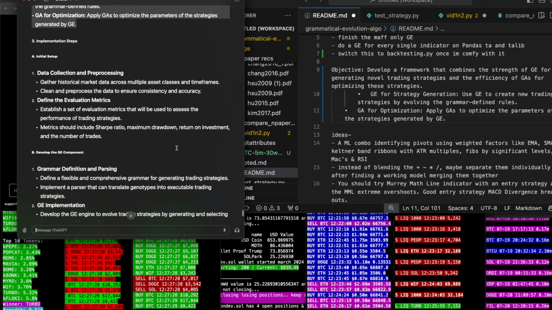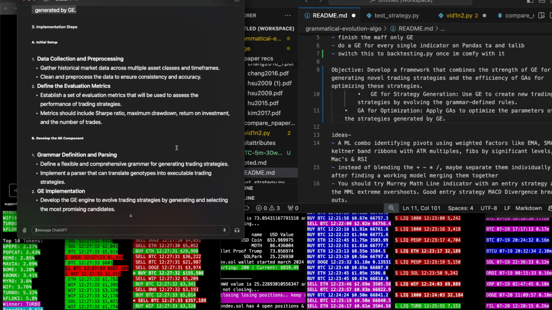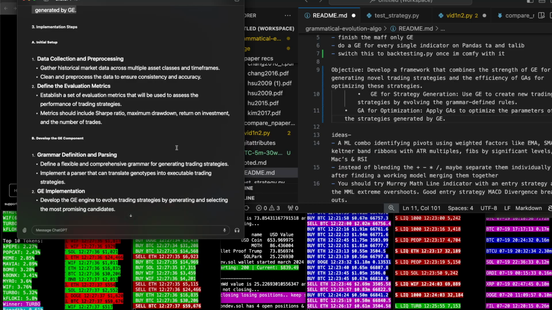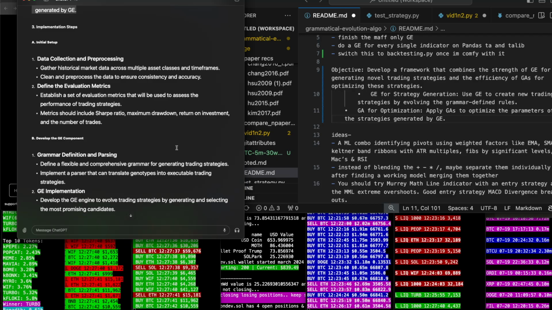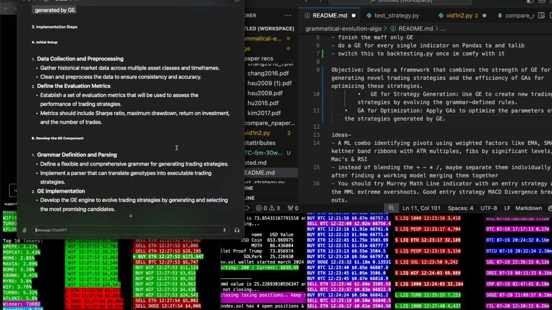Implementation steps, data collection and pre-processing. Gather historical market data across multiple asset classes and timeframes. Clean and pre-process the data to ensure consistency and accuracy. Define the evaluation metrics. Establish a set of evaluation metrics that will be used to assess performance of trading strategies. Metrics include Sharpe ratio, maximum drawdown, return on investment, and number of trades.